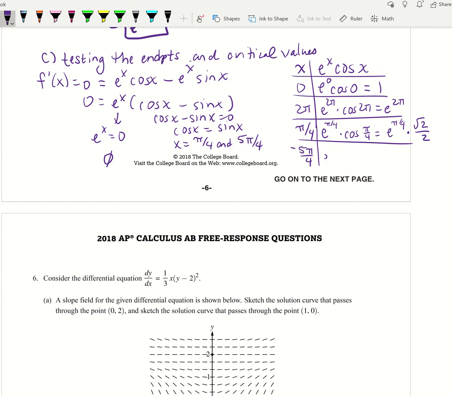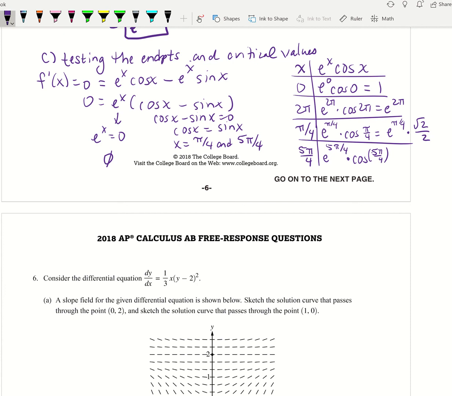I have e to the 5 pi over 4 times the cosine of 5 pi over 4. Oh, I don't know why I put a negative here. This is not a negative. What am I doing? e to the positive 5 pi over 4. Okay, so that's a big number.